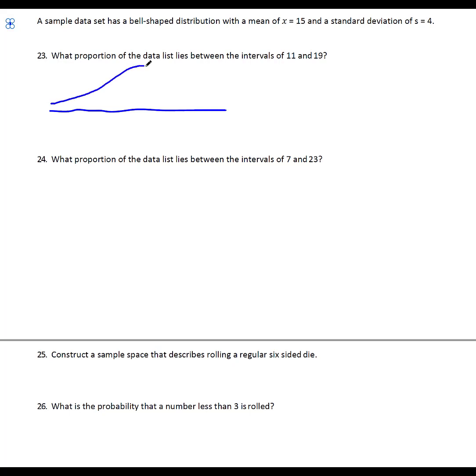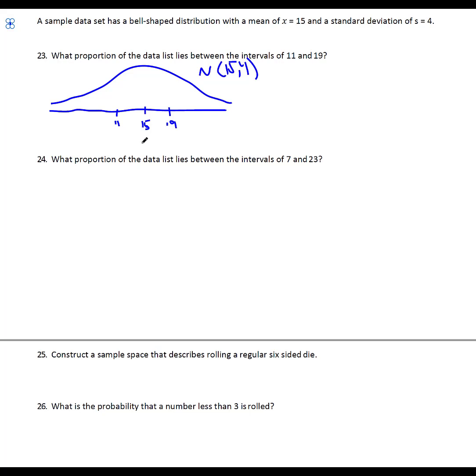Dealing with a bell-shaped curve, right? And we have the normal distribution because we have a mean of 15 and 4. So with this one, it wants us to know the intervals between 11 and 19. Our mean is at 15. Let's do this by just taking our intervals for our standard deviation. So let's see what we got. If we add 4, that's going to give us 19, and if we subtract 4, that's going to give us 11.